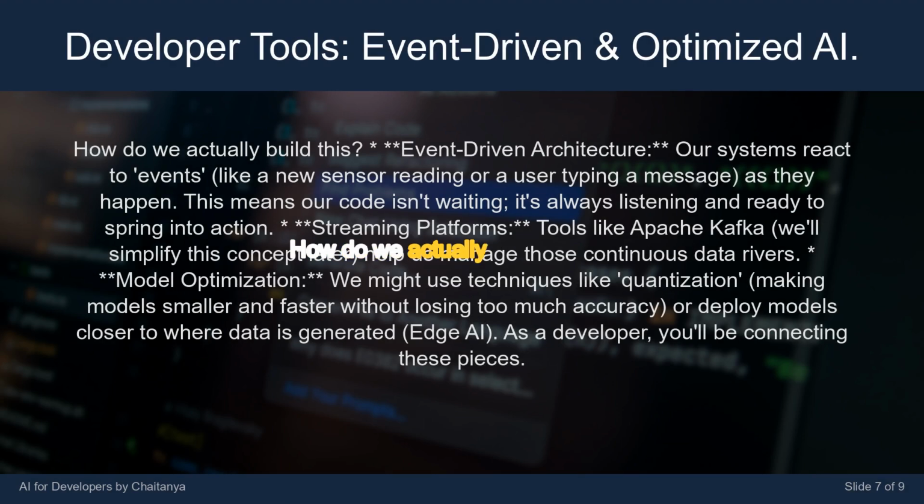How do we actually build this? Event-driven architecture. Our systems react to events, like a new sensor reading or a user typing a message, as they happen. This means our code isn't waiting. It's always listening and ready to spring into action. Streaming platforms. Tools like Apache Kafka. We'll simplify this concept later. Help us manage those continuous data rivers. Model optimization. We might use techniques like quantization, making models smaller and faster without losing too much accuracy, or deploy models closer to where data is generated. Edge AI. As a developer, you'll be connecting these pieces.